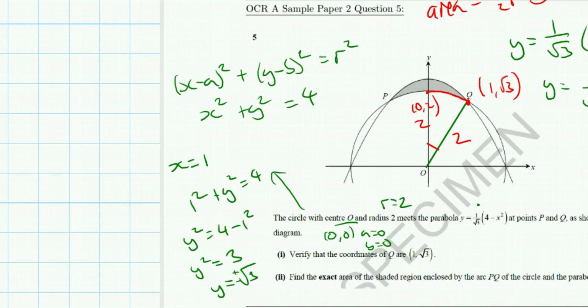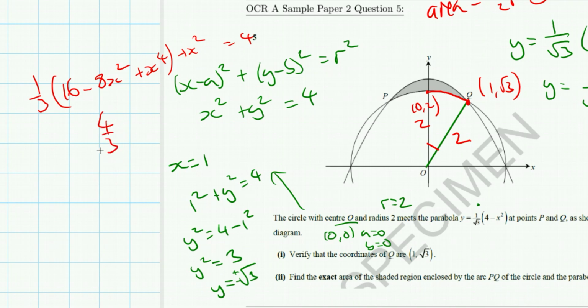So the 1 over 16 minus 8x squared over 4 plus x squared equal to 4. So b plus 16 over 3 minus 4. 4 over 3.